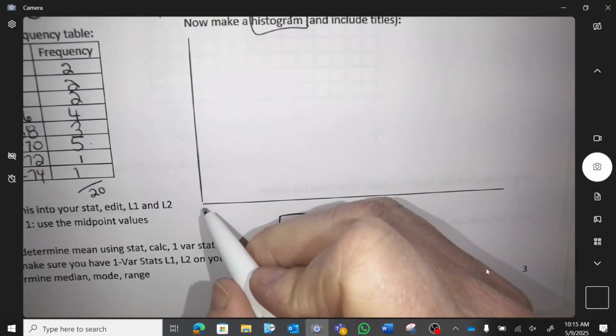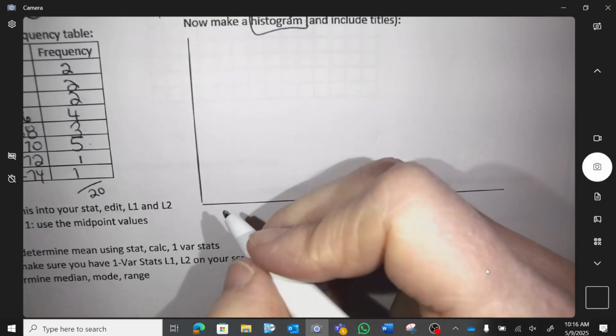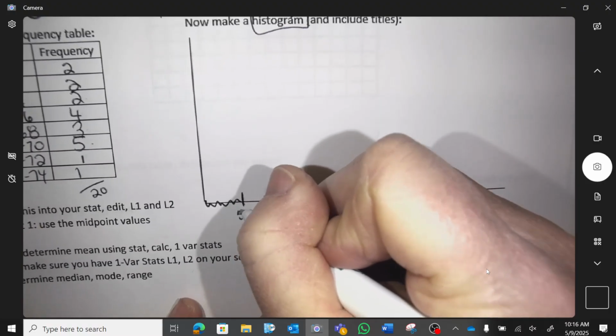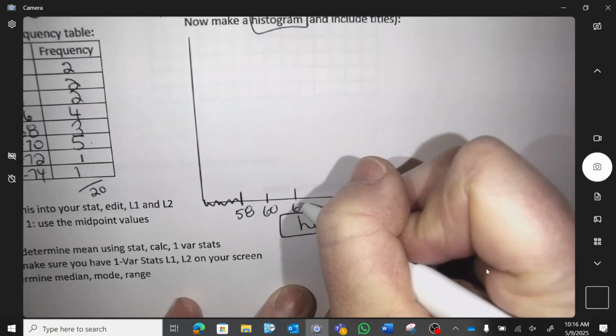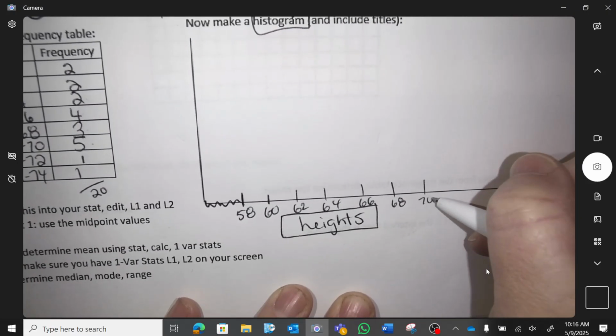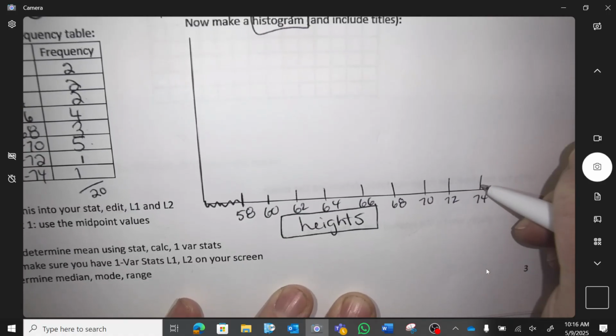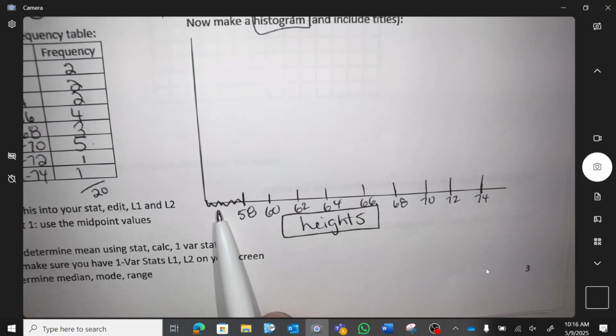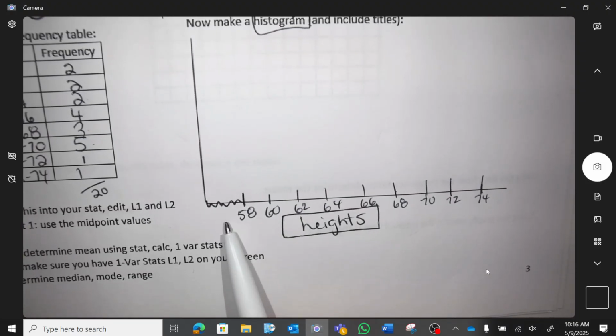Do you guys want to start at 0? No. So what I'm going to do is put a squiggle line. What does it represent on a graph? Skipping the data. I don't want to start at 0 and go 0 to 2, 2 to 4. I'm not going to do that for heights. So if I skip data, I'm going to go 58 to 60. So I put heights. I did a data skip, so I didn't have to start at 0.